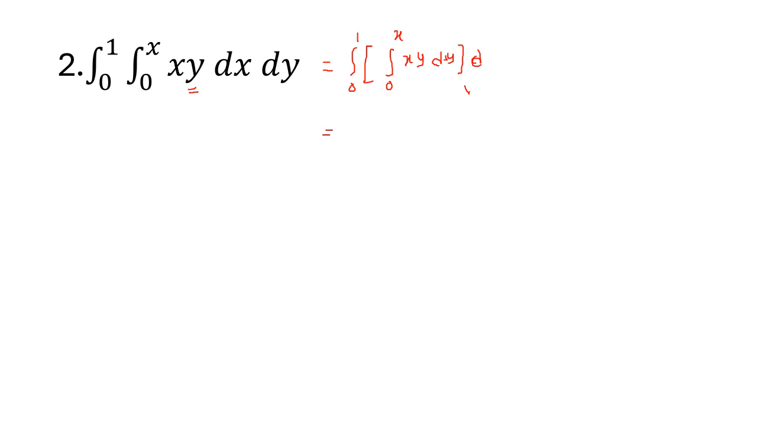Okay, so now next is the integration 0 to 1. In this particular integration, x is treated as constant. So integration 0 to x of y dy and then dx. So now it is equal to integration 0 to 1, x as it is. What is the integration of y? Integration of y is y square upon 2. Limit is 0 to x, dx. Okay. So what is upper limit minus lower limit?